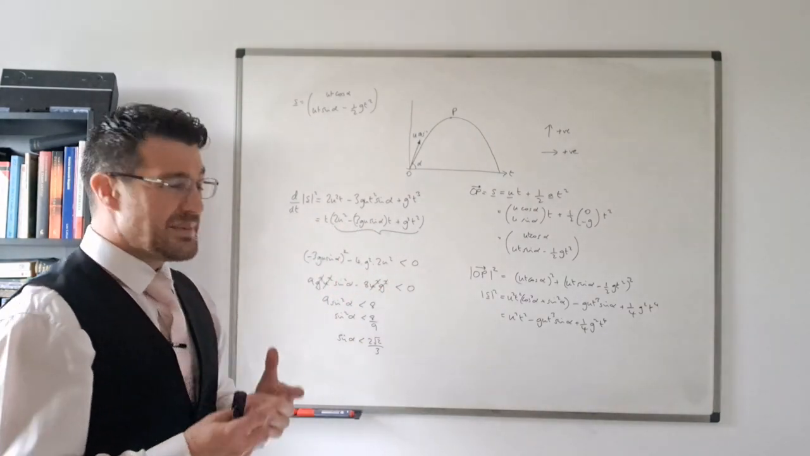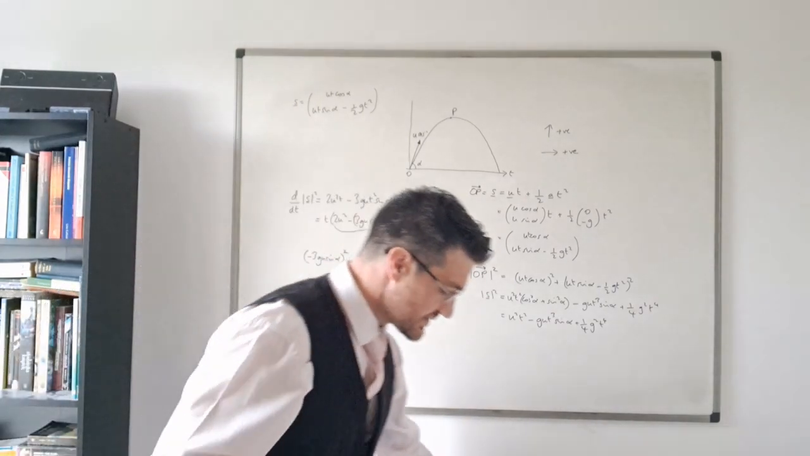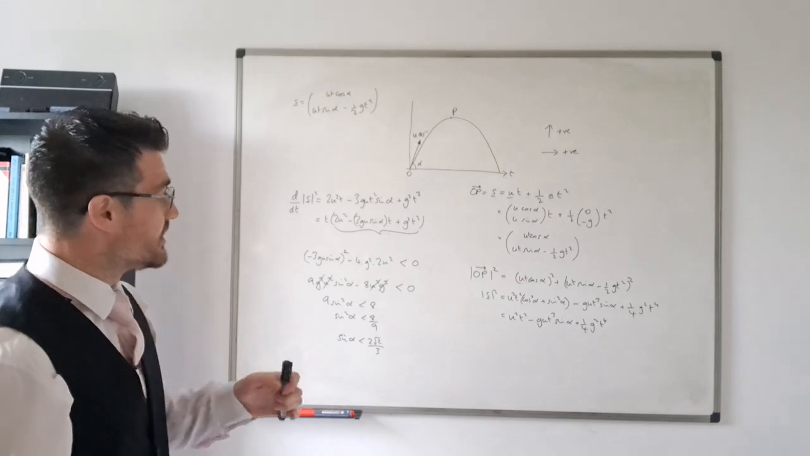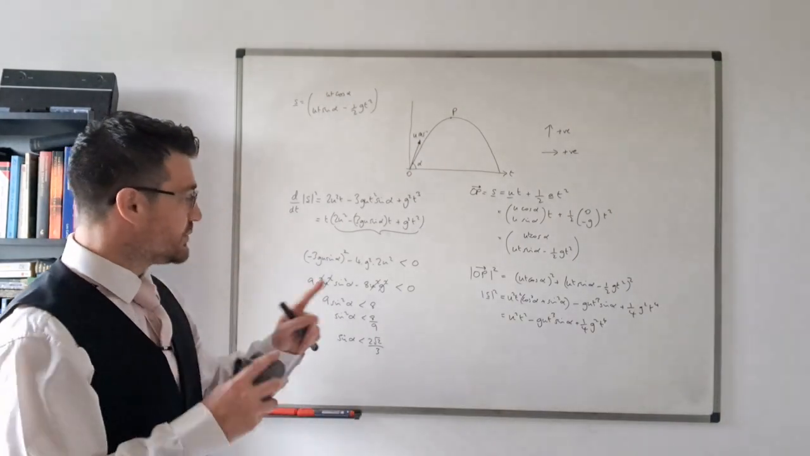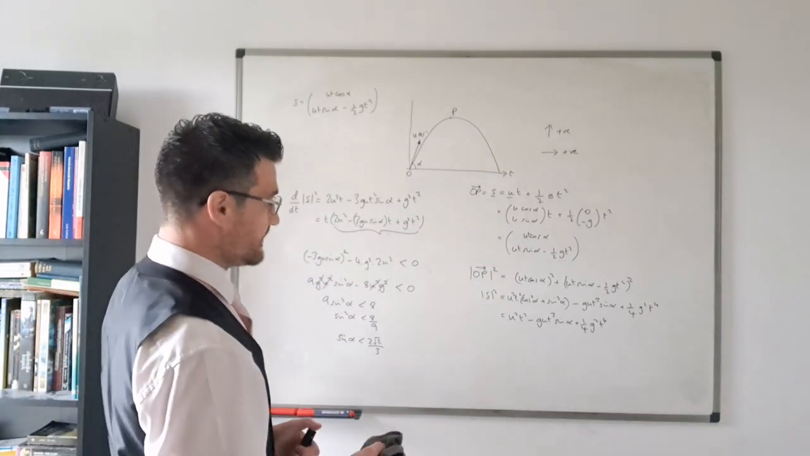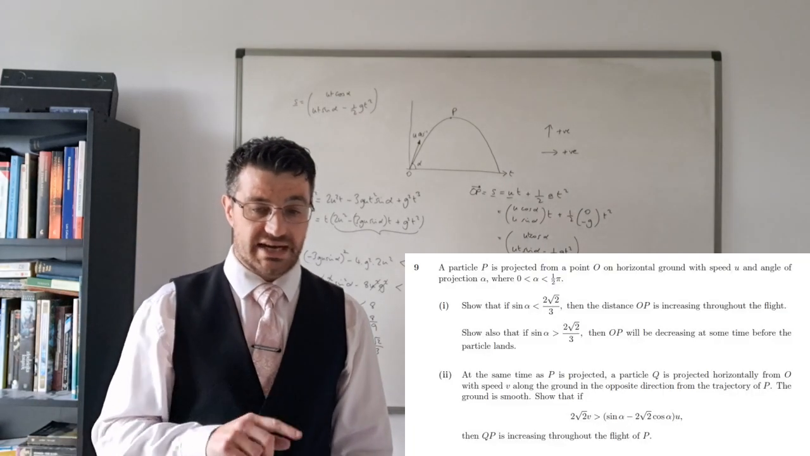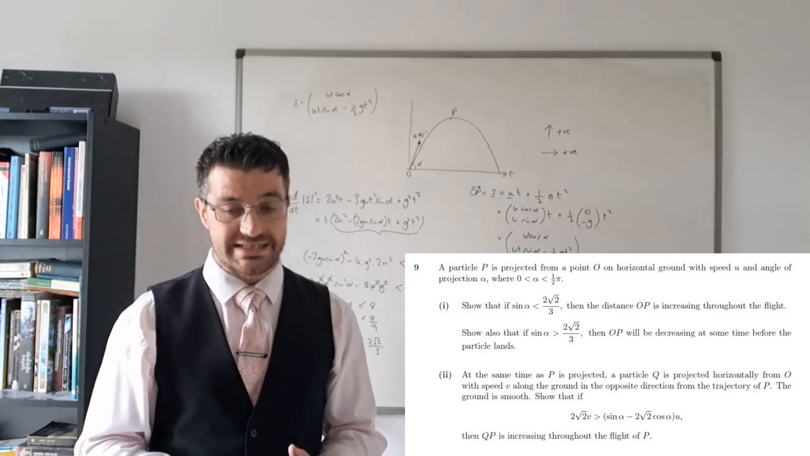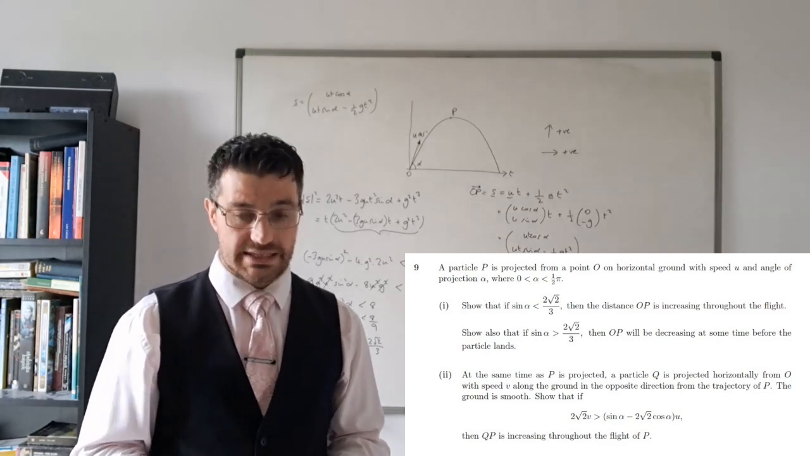There is, in my opinion, potentially a better way of going about this. So let's have a look at the next part of the problem, which will tie into the other way that we can go about solving this. So what's the next part of the problem? Show also that if sine alpha is greater than 2 root 2 over 3, then OP will be decreasing at some time before the particle lands.